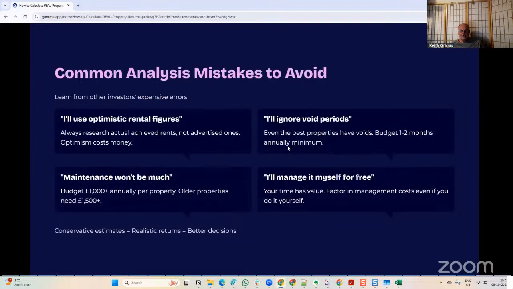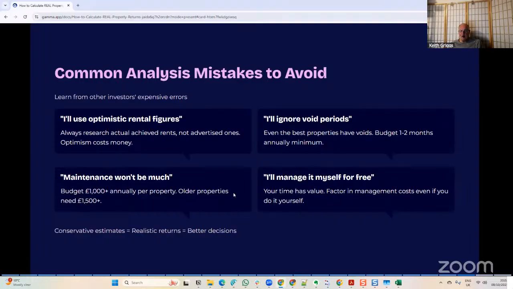Common analysis mistakes to avoid. Being too over optimistic, especially with the rental figures, you've got to be realistic. Look at the actual figures achieved on Rightmove, and make sure that you have something in for void periods because you will get them. And also make sure that you budget a good amount for maintenance. Here it says 1,000 per property, or if it's older than 1,500. But how long's a piece of string?